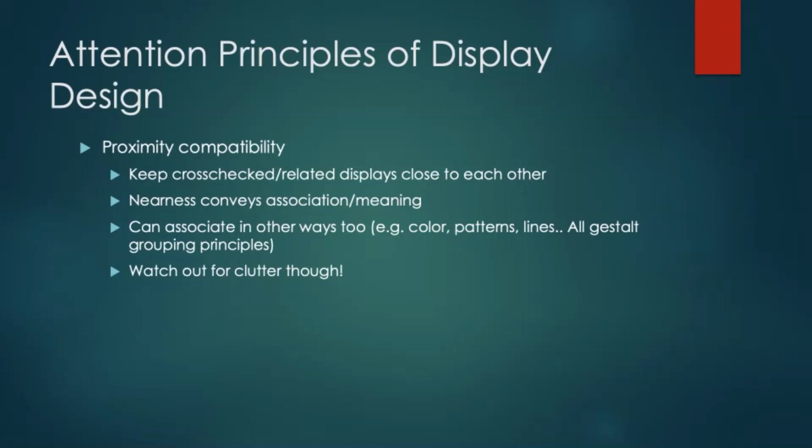Nearness or closeness tends to convey association or meaning to us. So things that are close together, we tend to group conceptually. So put all the speed information in one area. It's all related, and now we know where to go look for that speed information. And you can associate in other ways, right? So any of the Gestalt grouping principles we talked about certainly have a home here in this display design.